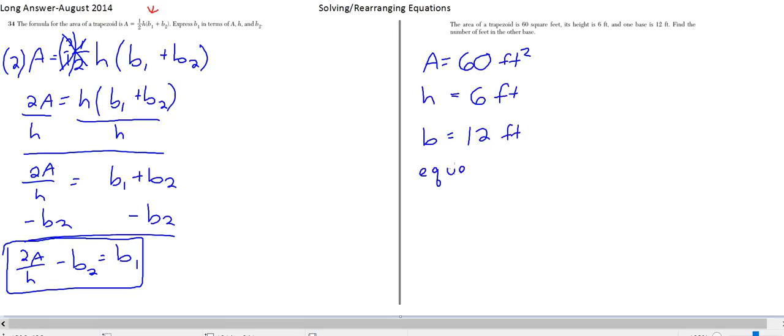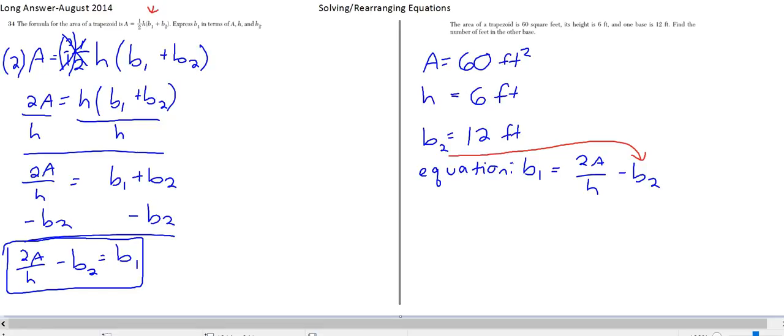We could either use the equation from the question, or we could use the equation that we solved in terms of b sub 1, which would make more sense because we have b sub 1 is equal to 2a over h minus b sub 2. So they gave us one base, a base of 12 feet. If we use that base as being b sub 2, we can plug it in over here and get our answer easily.